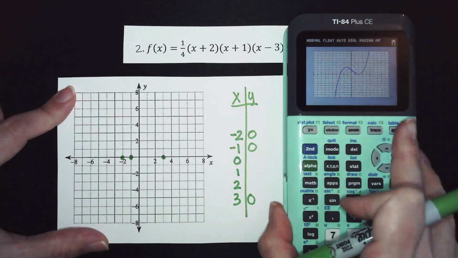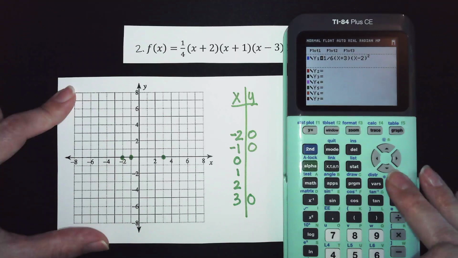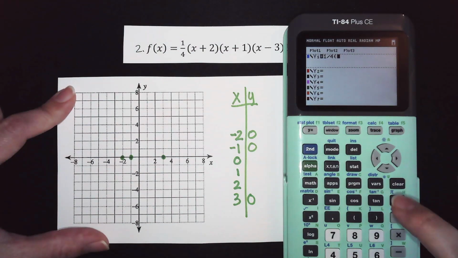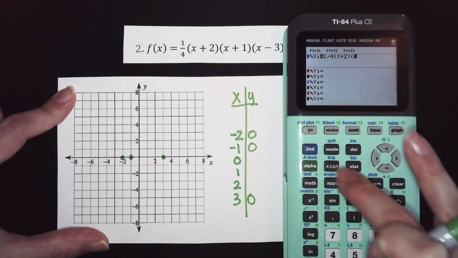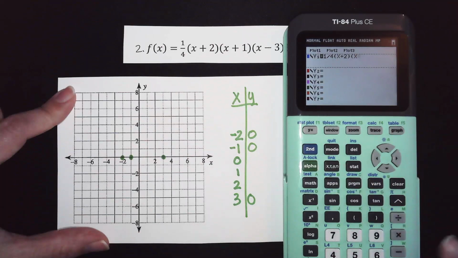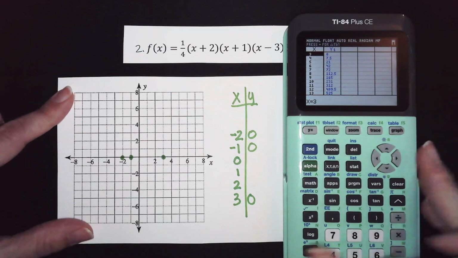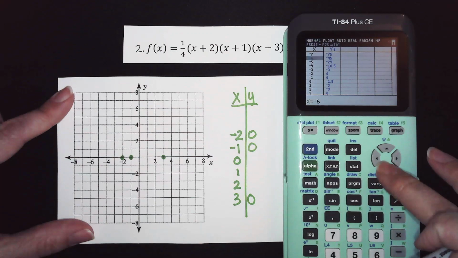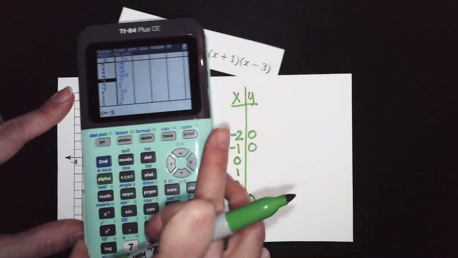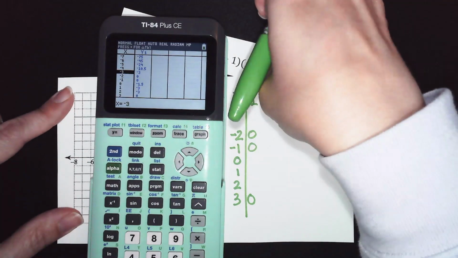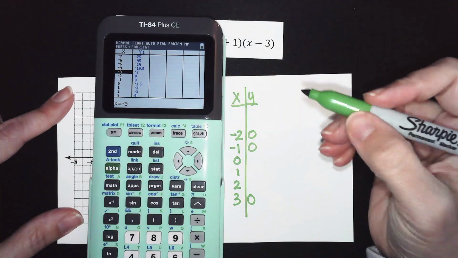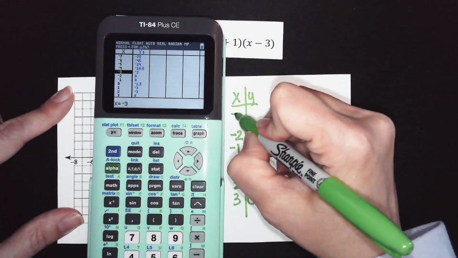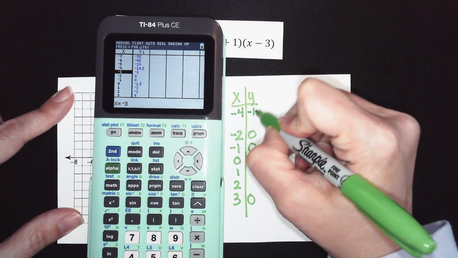All right, so let's plug it in our calculator. So it's 1/4 x plus 2, x plus 1, x minus 3. And I'm going to get the table. Oops, so I need to scroll back up. All right, went a little far. All right, so I'll move it over here. So it looks to me like I'm off the graph at -4. I'm off at -10.5.